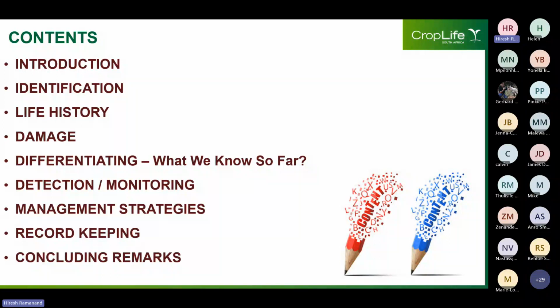We will then recap the key points and differentiate between the stalk borer species, armyworm species, and between stalk borers and armyworms. The importance of detection and monitoring will be looked into in terms of the pests covered. Management strategies will be discussed. This will largely involve cultural methods, insecticides, and genetically modified maize. The advantages of record keeping will be touched on using brief examples, and finally concluding remarks will be made. So without wasting any more time, let's get straight into it.